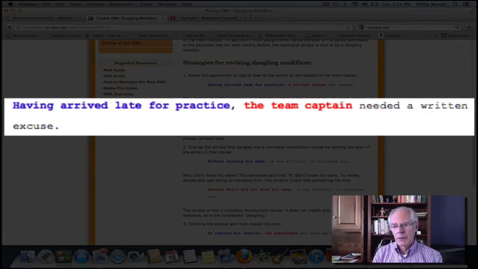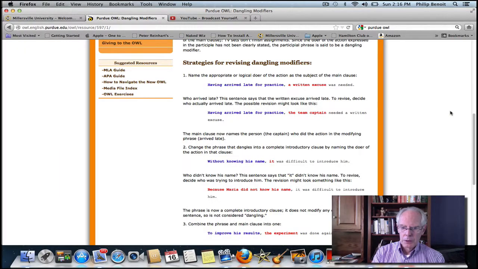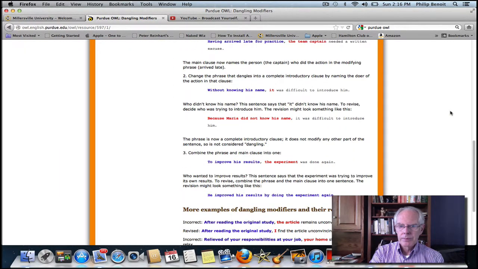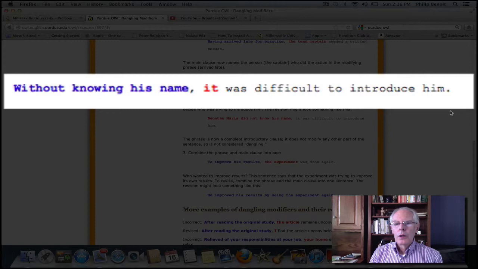So there we have a modifier in that participle phrase that refers clearly to the team captain, which makes sense. So the main clause now names that person. In our second example here, we're going to change the phrase that dangles into a complete introductory clause by naming the doer of the action in that clause. So we have, "Without knowing his name, it was difficult to introduce him."